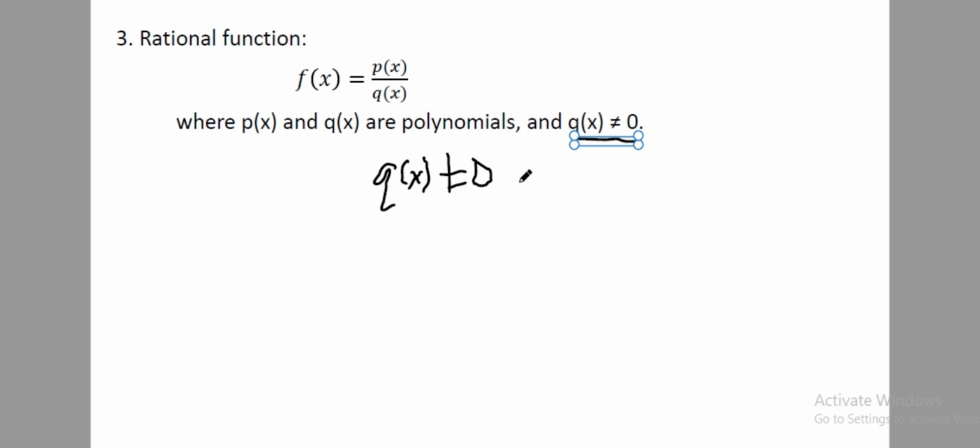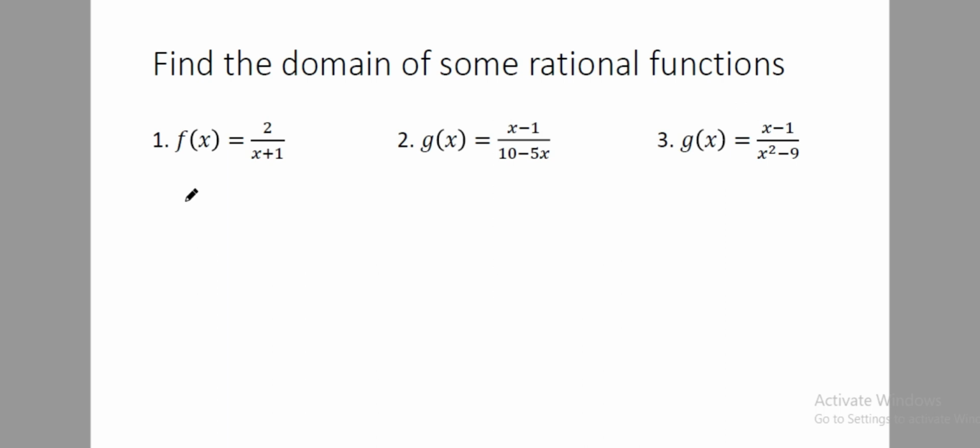Or you can also start with the opposite: you equate the denominator to 0. Because here we will find the zeros or the roots of the denominator. The roots of the denominator will be deleted from the set of real numbers, because they will make the expression undefined. Say for example, find the domain of some rational functions.